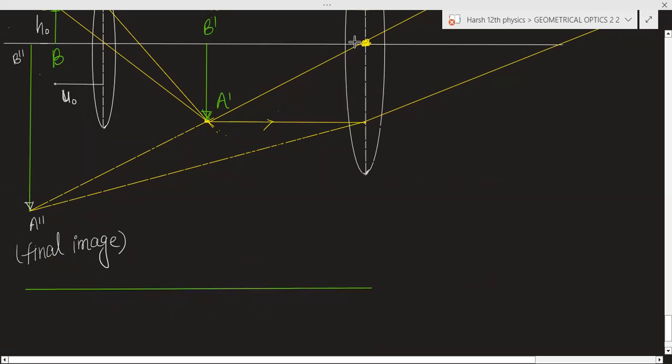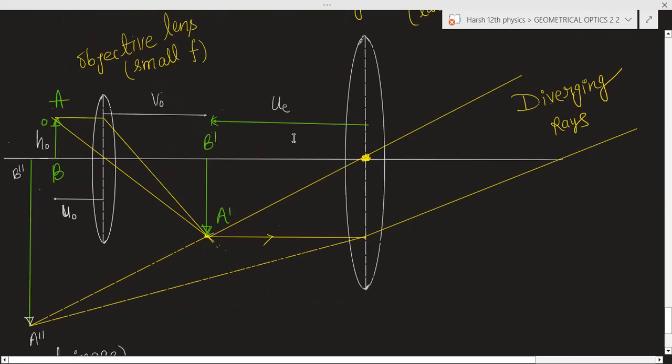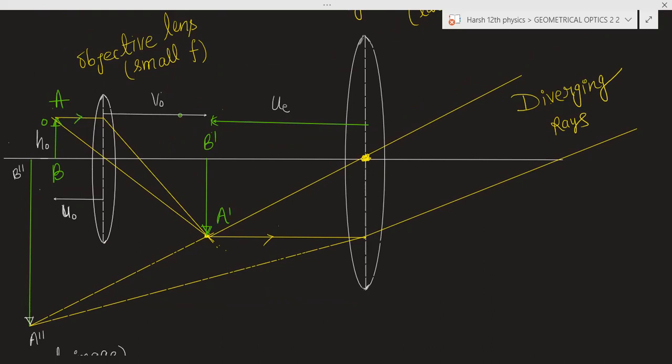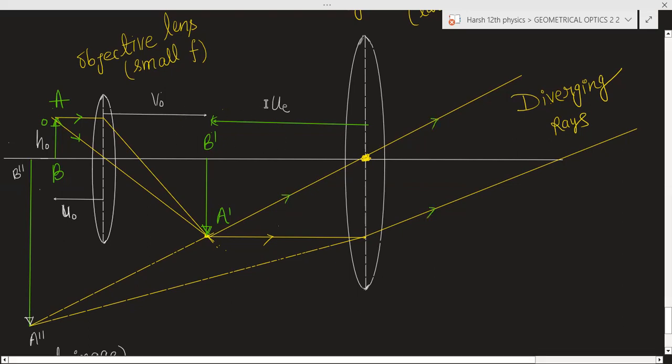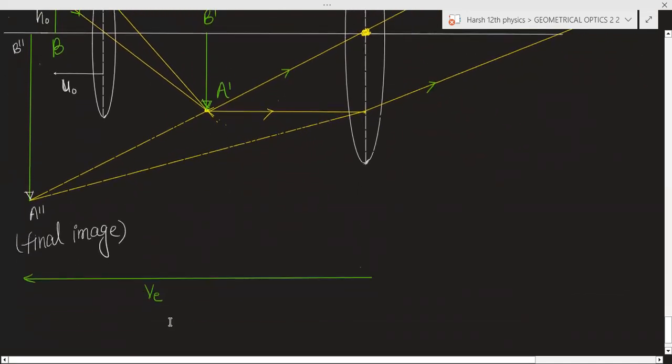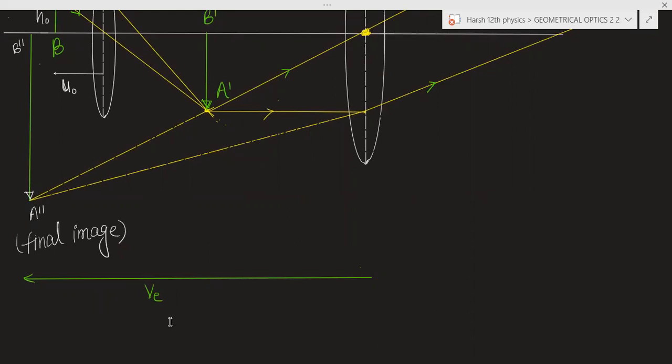VE. Can you tell me, will we take VE as positive or negative? Negative. Very good. And UE? Negative. And VO? Positive. Very good. Now I think this concept is clear. You should add an arrow also, because the arrow represents where the rays are going. Add these distances also, UE and VE. Then we will find the magnification.